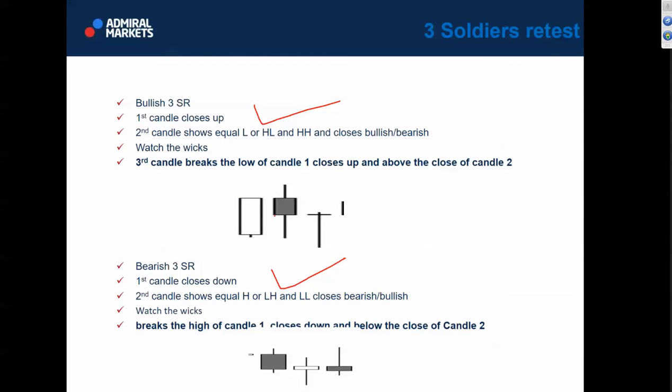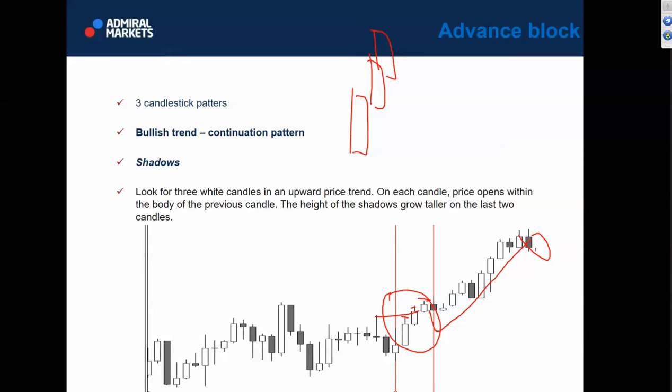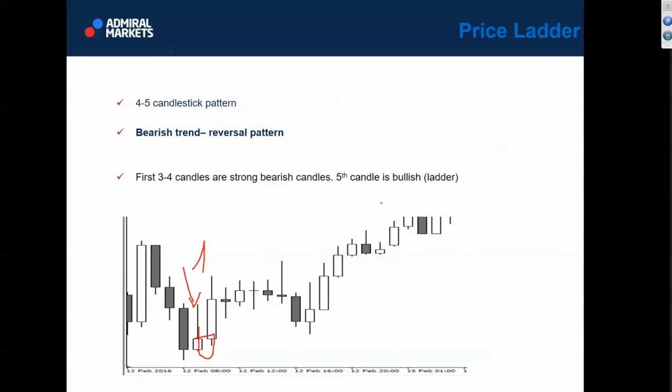So I won't repeat everything. I will just show you the slides. Three soldiers retest. Then advanced block, I will remove this pen writing and you can see the clear screen. And price leather. See, so that is important for you today. Because we will be doing this on our live trading sessions.